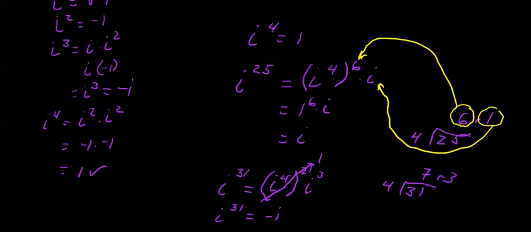Just revisit this. i cubed is i times i squared. i squared is negative 1. i times negative 1 is negative i. All right.